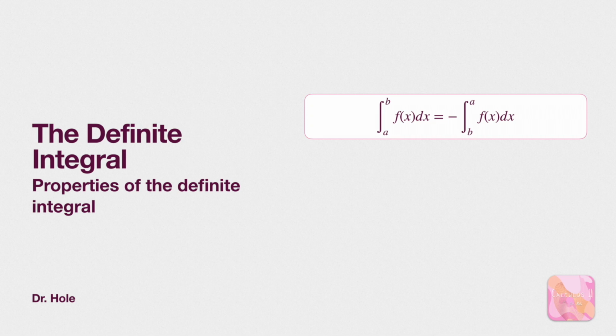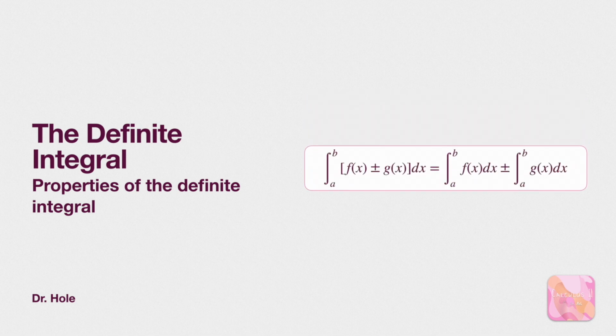And we will have many opportunities to make use of this property. Good. Third property. Left-hand side is the integral of a sum or difference. Right-hand side is the sum or difference of two separate definite integrals.